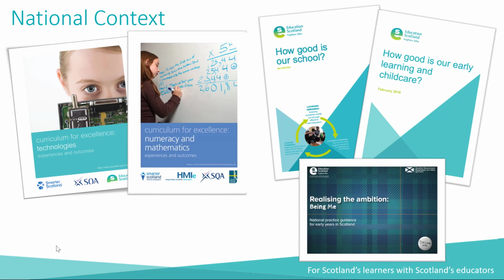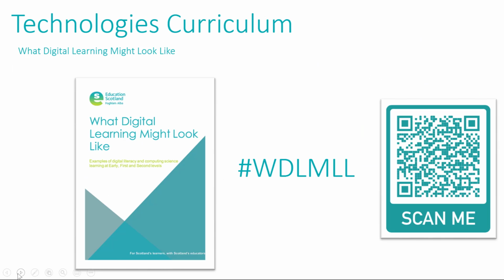You may also wish to know our newly published document, Features of Highly Effective Digital Learning, Teaching and Assessment in Schools, is available from the National Education Scotland digital team and is on the National Improvement Hub from Education Scotland. Furthermore, the Technologies curriculum also has a supporting document, What Digital Learning Might Look Like. This document gives you some examples of alternative ways you may not have thought of on how to use the Technologies curriculum within your setting. This document covers early to second level and can be accessed via the Education Scotland website or by scanning the QR code on screen.